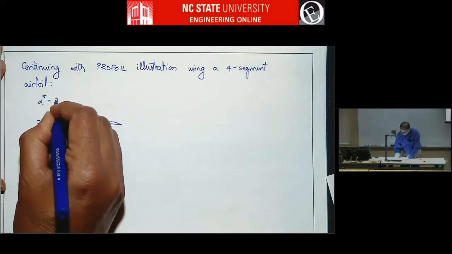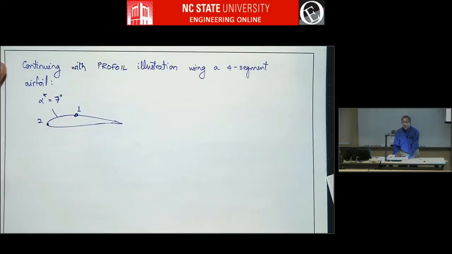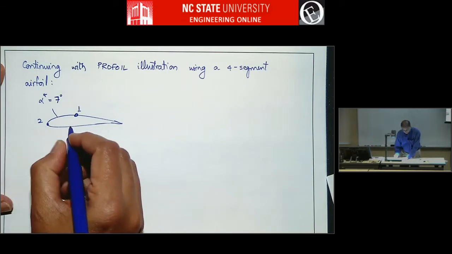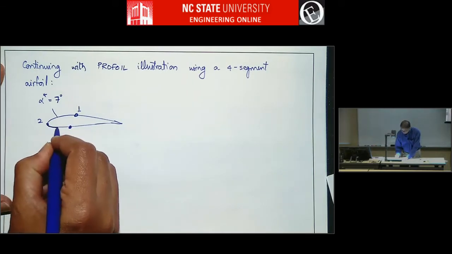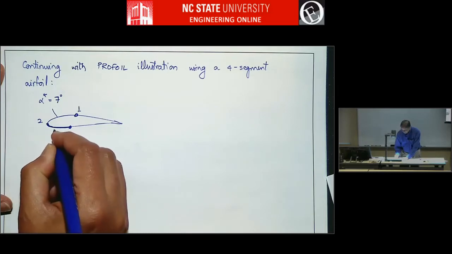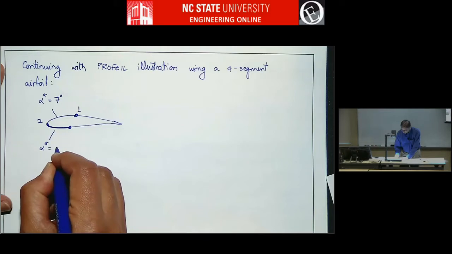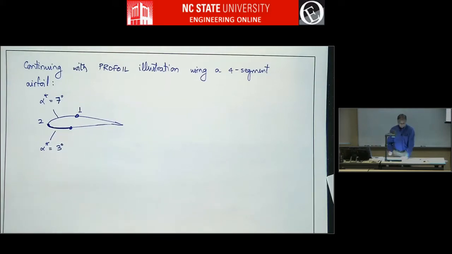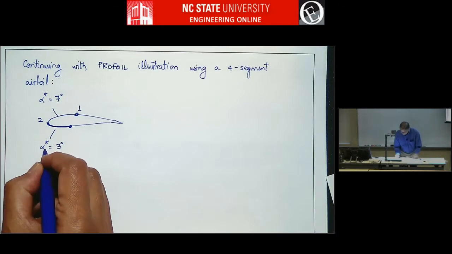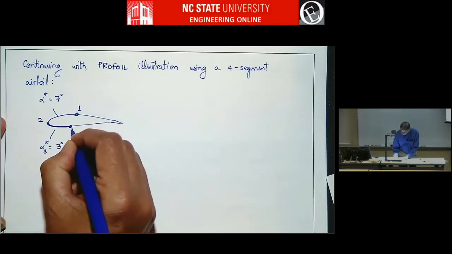So we said alpha star equals 7 degrees for segment number 2. Now we'll go to segment number 3, and let's say alpha star is 3 degrees. It could be anything. I'm just using an illustration here. Alpha star for segment number 3, right? This is segment number 3.